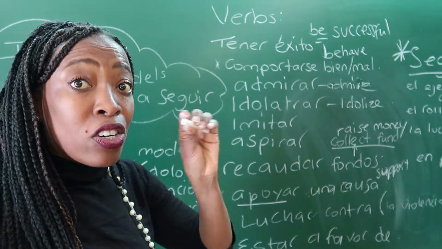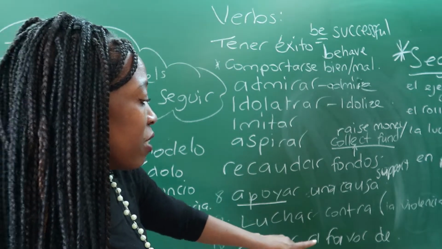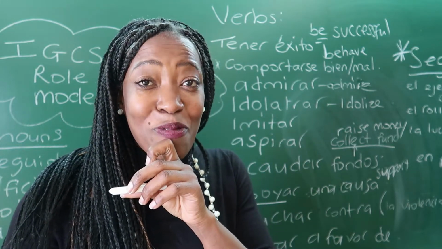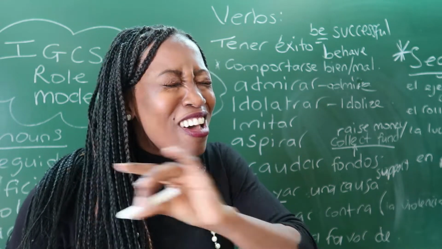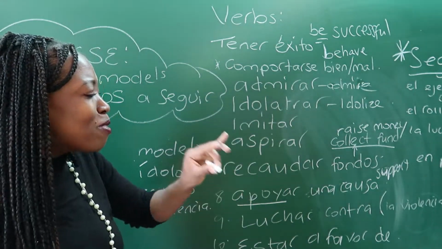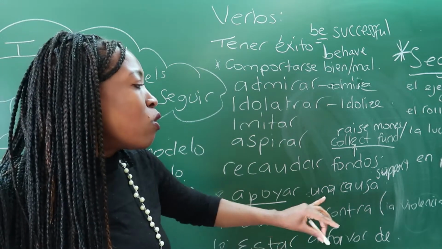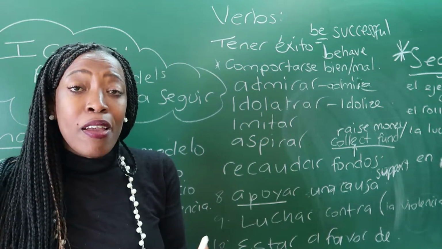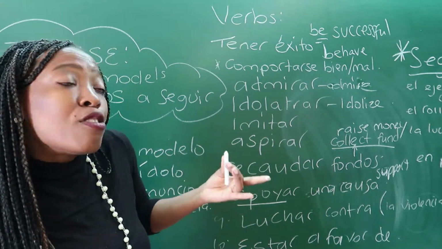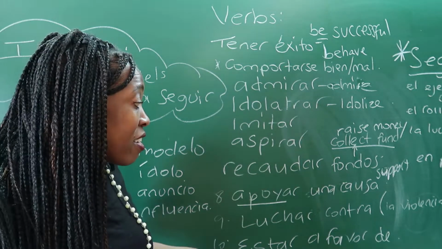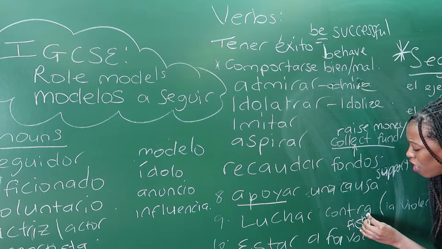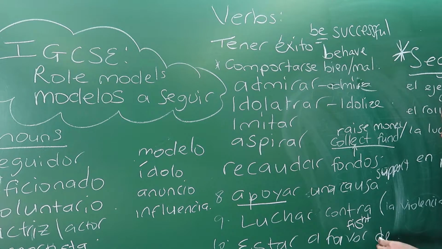Luchar contra. Good one for you to know. Luchar contra. You might have seen this from another theme. Lucha libre. Do you remember that? Lucha libre, which is wrestling. Nothing to do with that at all. Absolutely zero to do with that. Luchar contra. So maybe the person lucha contra la violencia de género. Okay? Maybe they're fighting against domestic violence. That would be a nice one. Luchar contra, to fight against. Why do you admire your idol so much? Because they help fight against something that you believe in, a cause.